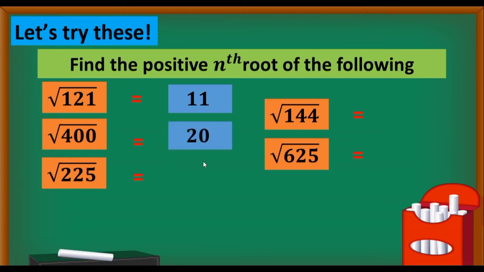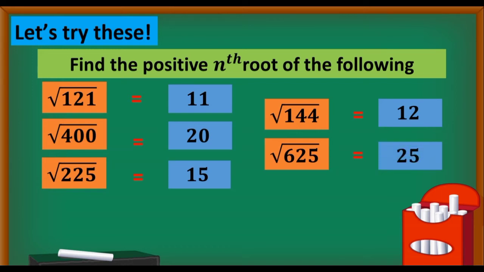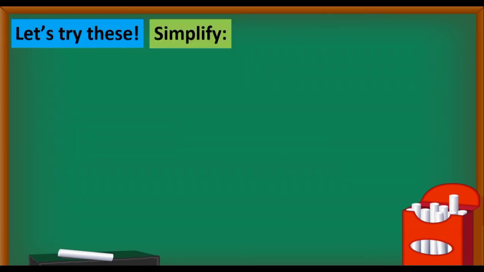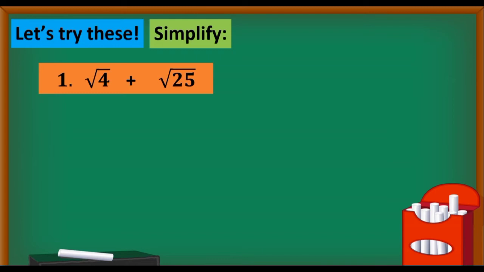O how about square root of 400? Yes, that is positive 20. How about square root of 225? That is positive 15. How about square root of 144? Yes, that is positive 12. And we have square root of 625. That is positive 25. Diba nagamit natin yung kaninang ni-screenshot nyo? Another. Let us simplify the following.